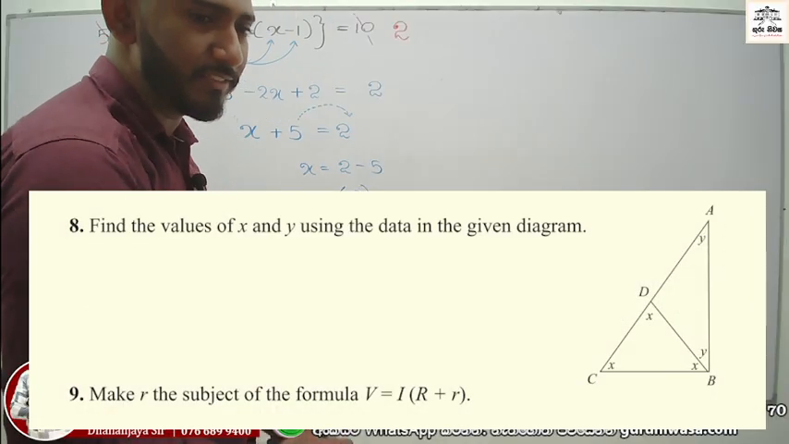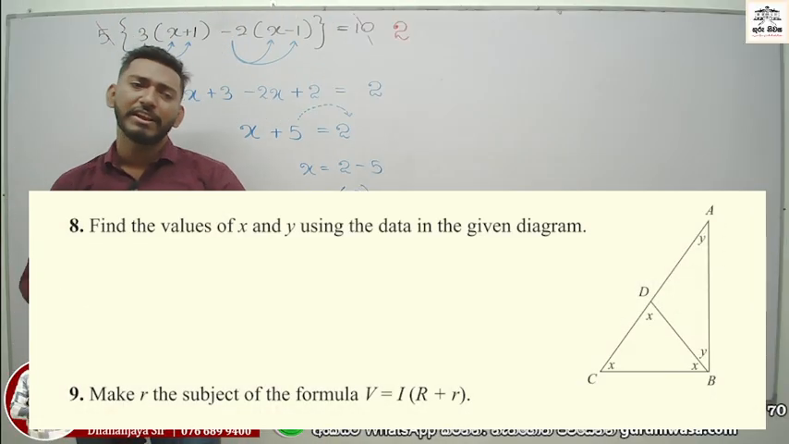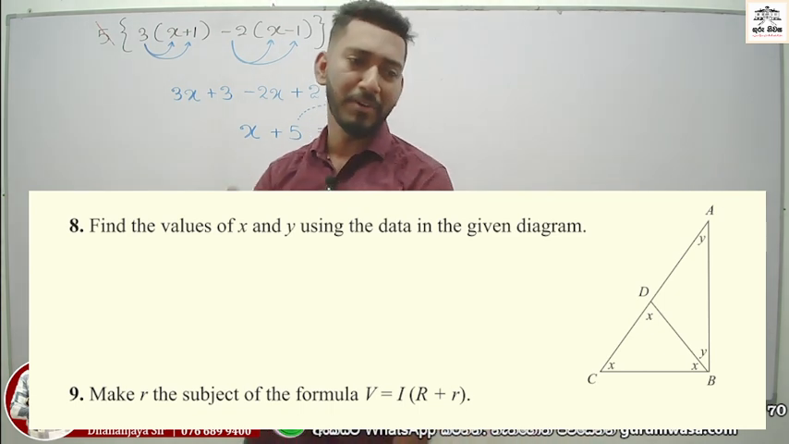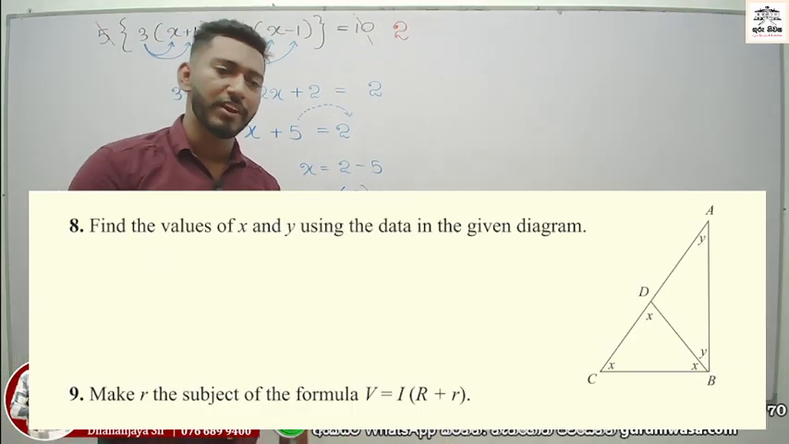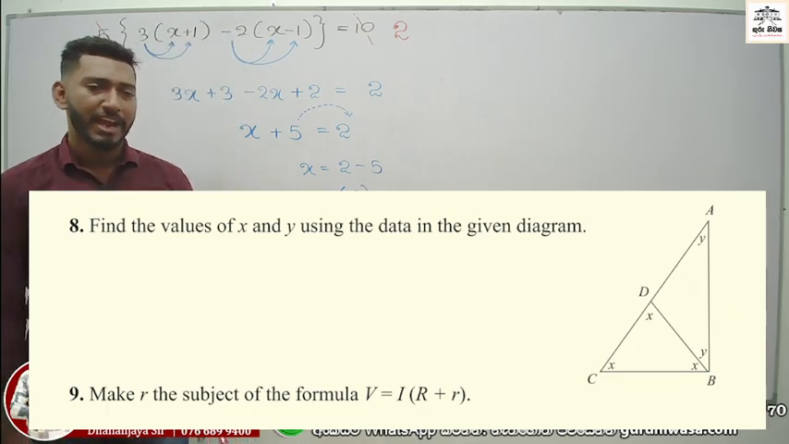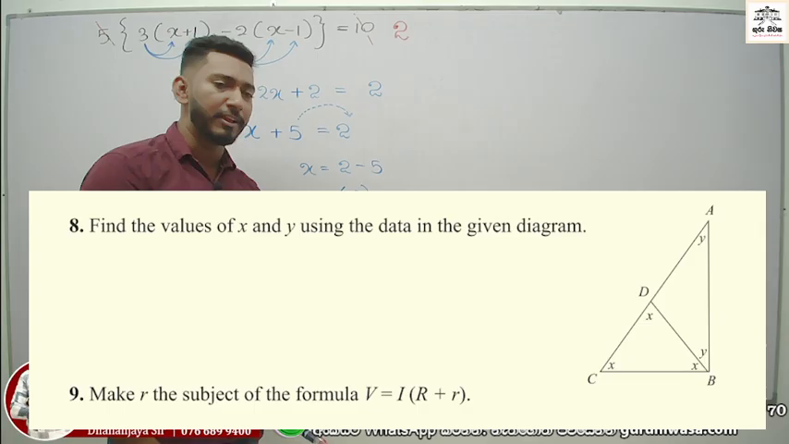Question number 8. Now find the values of x and y using the data in the given diagram. Right? Given diagram. Now this one is an ABC triangle, and there are three triangles, right? And find the values of x and y.